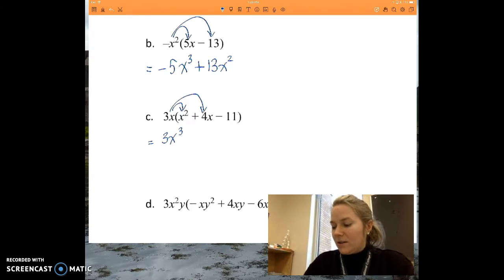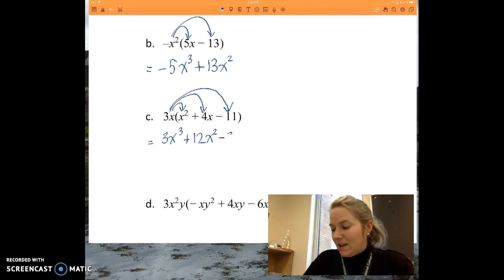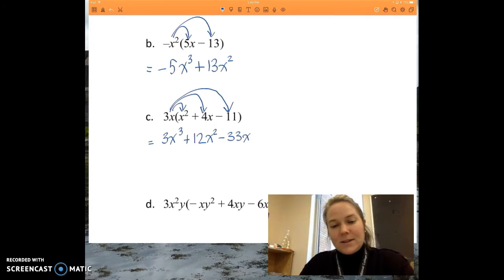Let's look at the next one. 3 times 4 is 12. x times x is x squared. And one more time, we're not done. There's one more term in that bracket. Negative 11 times 3 is negative 33. And we've got one x involved, and there is our final answer. It's not so bad.